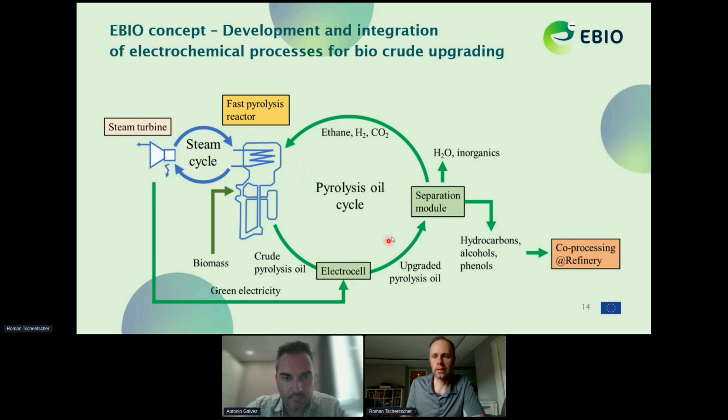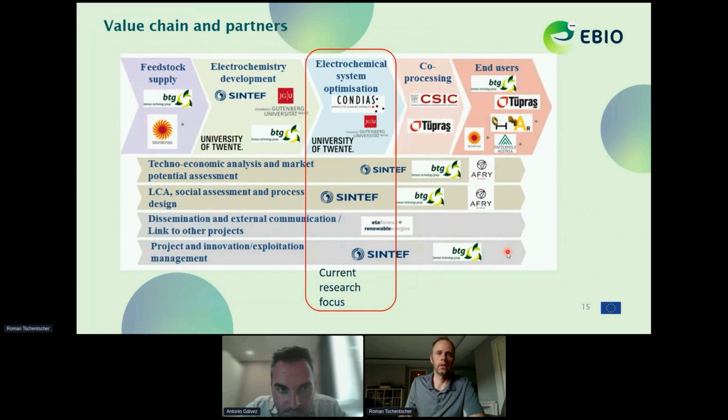Once that works out, then we will produce an upgraded pyrolysis liquid, which then can go to further catalytic upgrading, either in a co-processing mode or in a standalone mode towards fuel and fuel components and chemicals. As I said, that's where we are now. We are in the process of producing our first couple of liters of upgraded bioliquids, and then we will add some catalytic steps and then do the co-processing at Tüpraş and CSIC.